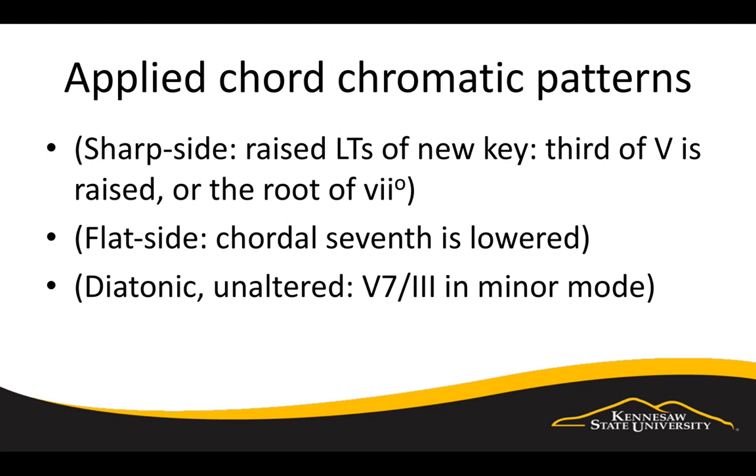Occasionally, applied chords can be diatonic, and so that means that they are unaltered. So an example here is 5/7 of 3 in the minor mode. So if we're in C minor, 3 would be E flat. 5/7 of E flat would be B flat, D, F, A flat. The B flat and A flat don't need chromatic adjustment in the key of C minor.